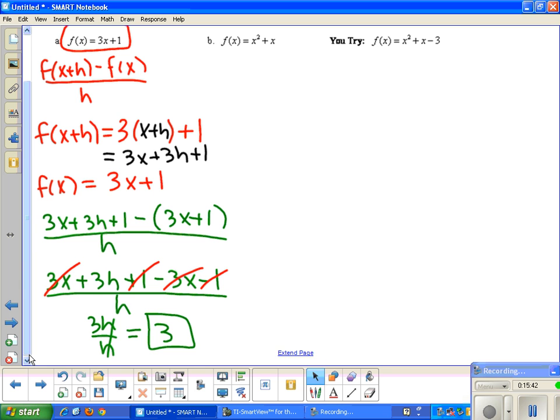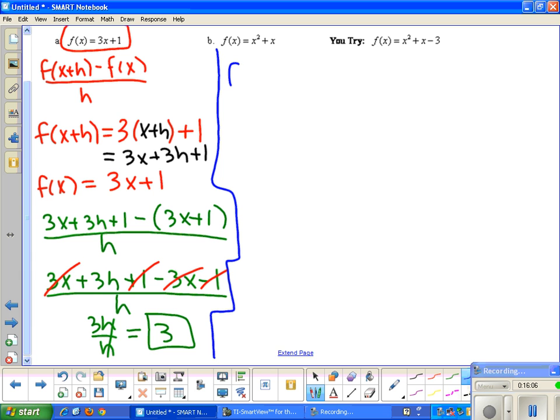Now it's a little bit harder to do these problems when you have something that's not just linear, when you have things that are quadratic or cubic, etc. That's why we do the difference quotient. So even if the equation is linear and it asks you to compute the difference quotient, you still need to show all of that work. Now, if we look at B here, we're going to do something that's a little bit harder. So again, we're computing the difference quotient for this equation.